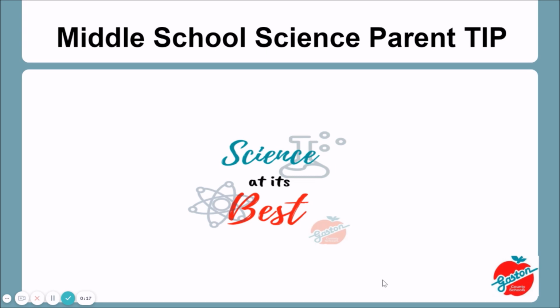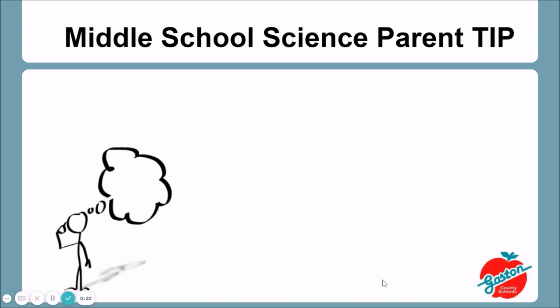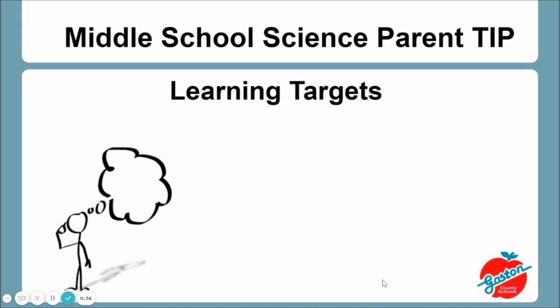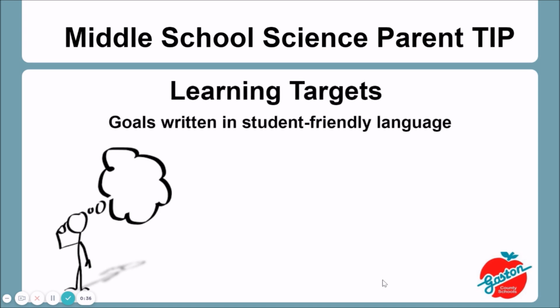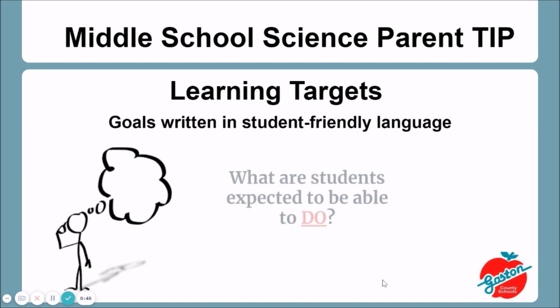Have you, as a parent, ever wondered how a student knows what he or she is expected to know and do in the classroom related to daily instruction? Well, in the classroom, your child engages in learning targets or learning objectives. Learning targets are goals that are written in student-friendly language that explicitly, yes, clearly describes what students will learn and be able to do at the end of the class or a unit.